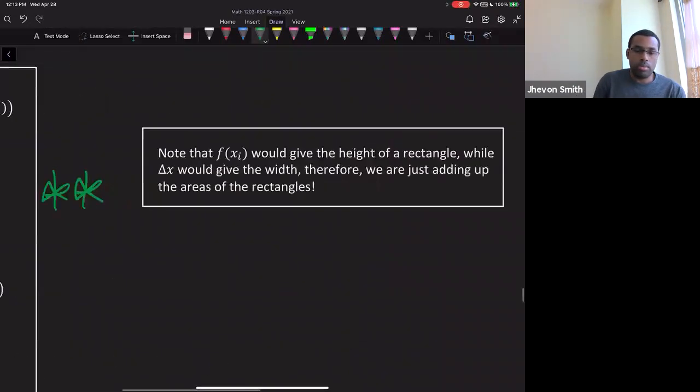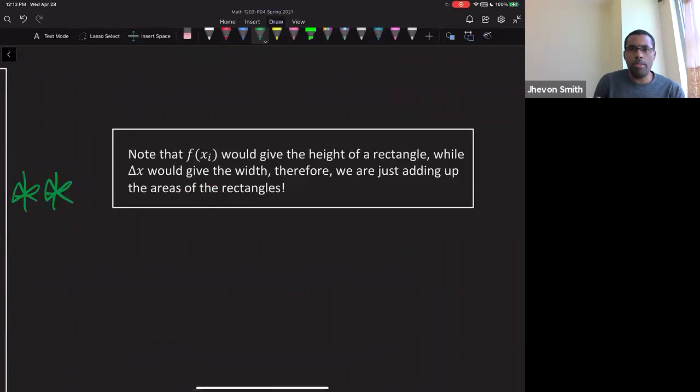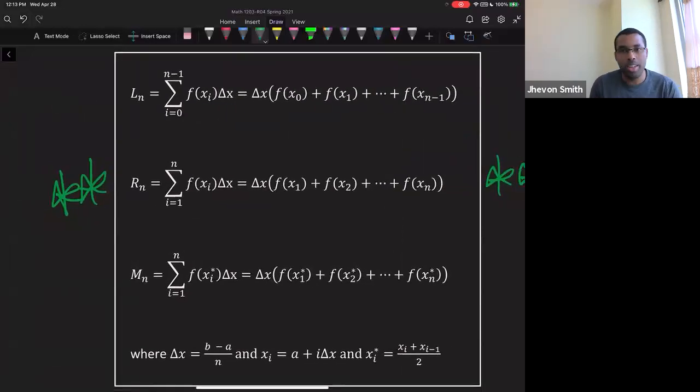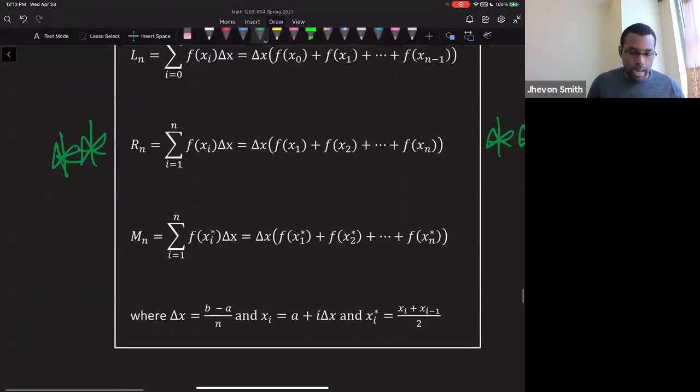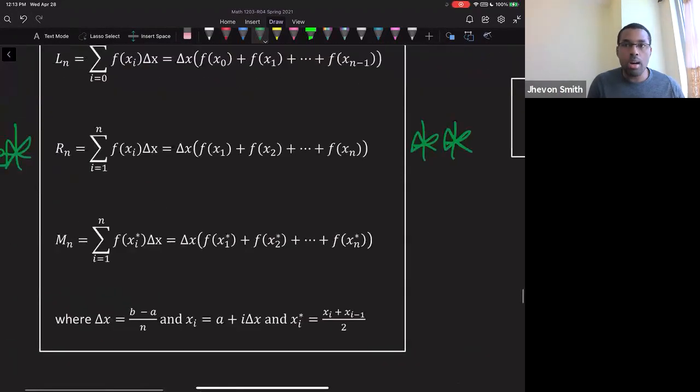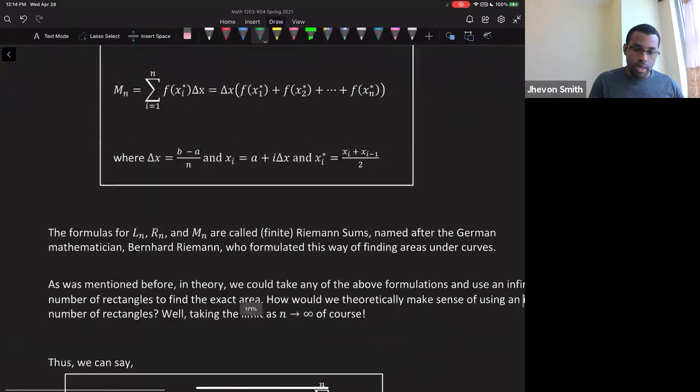Right, so I already said this in words. f of xi is just the height of the rectangle. Delta x is just the width of the rectangle. So we're just adding up a bunch of rectangles. That's what these formulas mean. You're adding up a bunch of length times width. And your delta x is b minus a over n. And your xi star, these are just the averages of the two endpoints, because that will give you the guy right in the middle. But you can just find the average of the first two and then just add your delta x and it will give you the middle of the other ones, right?